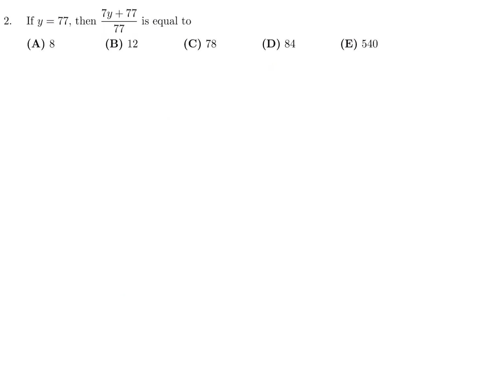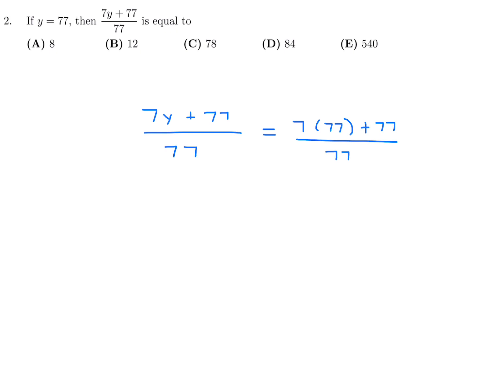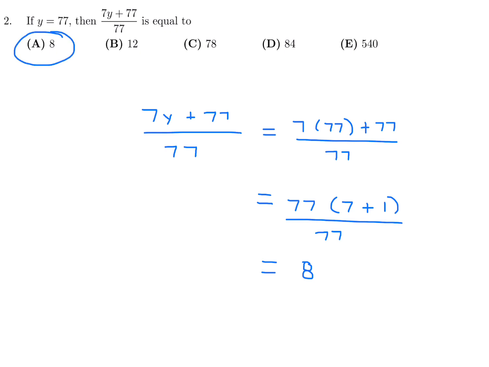If y is 77, then 7y plus 77 over 77 is equal to. So let's substitute 77 for y, like that. And that's all over 77. Now what we can do is factor out the 77, and we get 7 plus 1. And that allows us to cross out the 77s in the numerator and denominator. And all you're going to be left with is that 7 plus 1, which is just 8. So number 2, the answer is A.